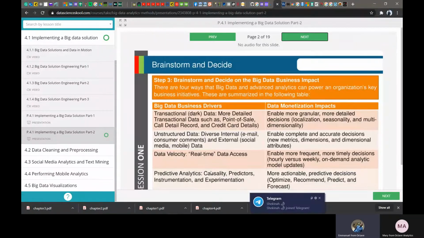So we have transactional data, which are more detailed transaction data such as point of sales, call detail records, and credit card details. So it enables more granular, more detailed decisions. Talking about localization, seasonality, and multi-dimensionality of some data sets. Also, we have unstructured data like email, consumer comments on social media, some external social media data, device data. So this enables complete and accurate decisions, new metric dimensions, and dimensional attributes.